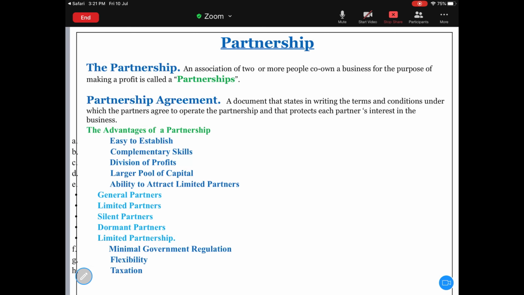Another important aspect or advantage of partnership is minimal government regulation. In partnership, there is little government regulation. It is not very lengthy law and government regulations which you have to deal with. Flexibility, of course: your partnership deals are flexible. Taxation in partnership is more than that of proprietorship, but in this case, the tax is being shared among the partners as part of the company.